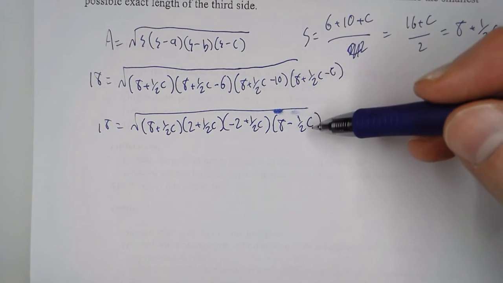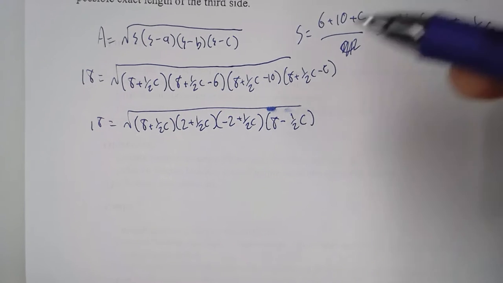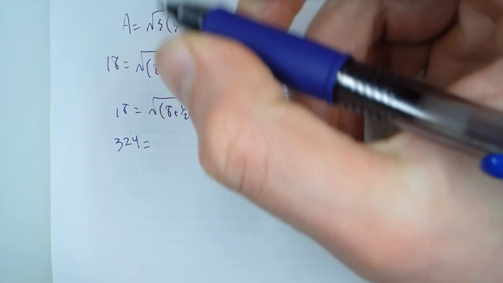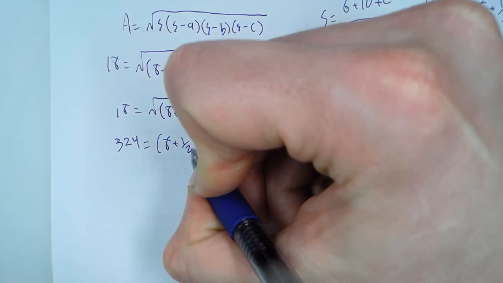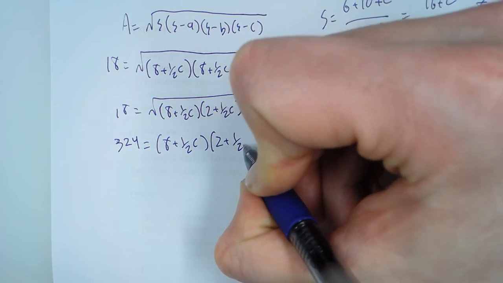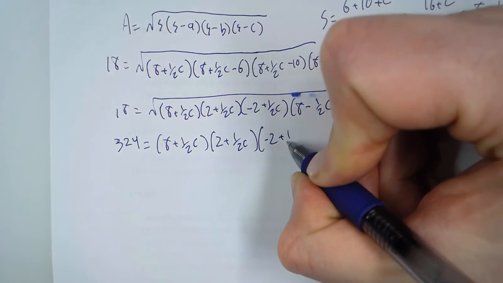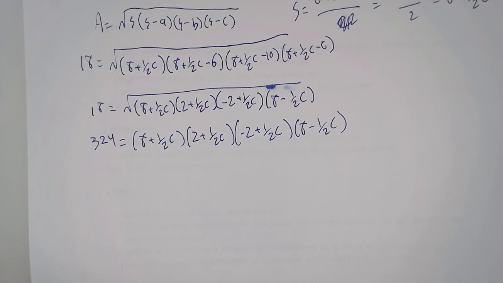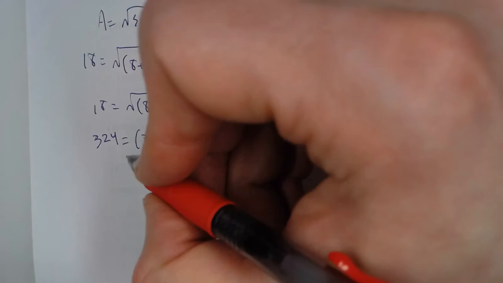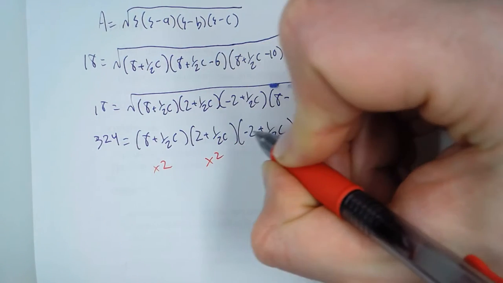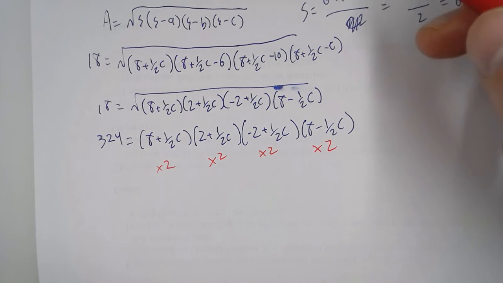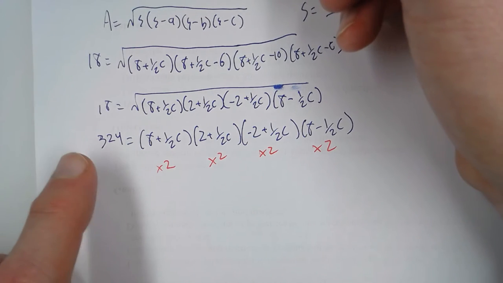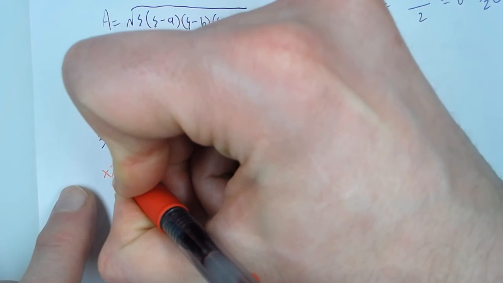So c is what we're trying to solve for, which is that third side. So first we're going to square both sides, get rid of that radical. So that's 324 equals 8 plus 1/2 c, 2 plus 1/2 c, negative 2 plus 1/2 c, and 8 minus 1/2 c. Now the next thing is, those fractions are kind of annoying, so I'm going to multiply this by 2, multiply that by 2, multiply this by 2, multiply that by 2. So the cumulative effect is multiplying by 2 four times. Now in order to keep this as an equation, I have to do the same thing over here. I have to multiply by 2 four times.